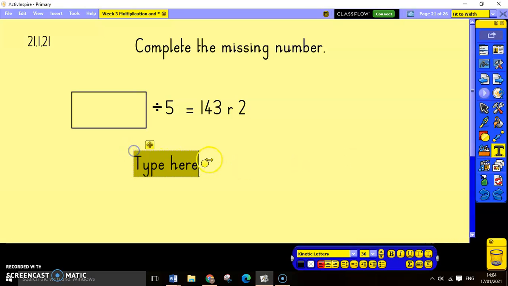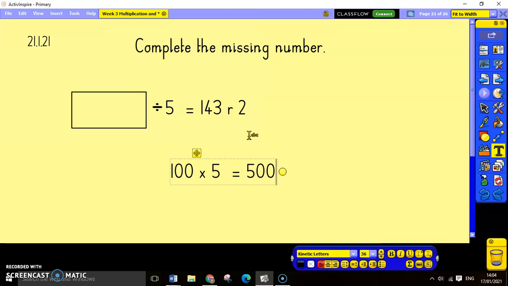Now you can do a grid method. I'm not going to do that today. I am just going to partition my number and try and work it out mentally in my head because I'm really confident with my 5 times table. So I'm just going to type some jottings down here as I go. So I can see I've got 143. I can see that my hundreds number is just 100, and if I multiply that by 5, I'm really confident that that's 500.